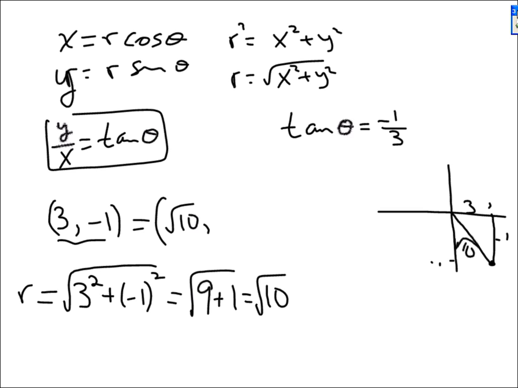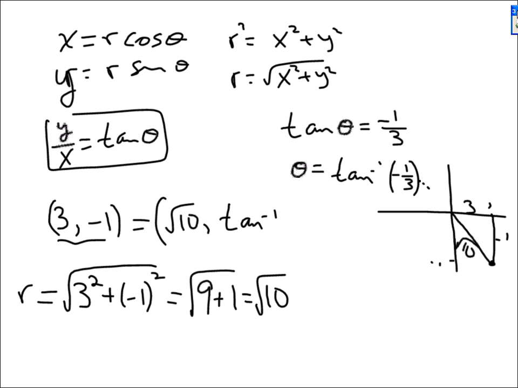The answer is going to be that theta is the tan inverse of negative 1/3. Use your calculator, figure out what that is. Now, tan inverse is, if I'm not mistaken, and I might be, it may not be defined in every quadrant. Let's suppose it's defined in quadrant 4.